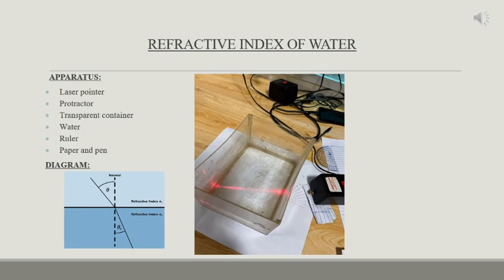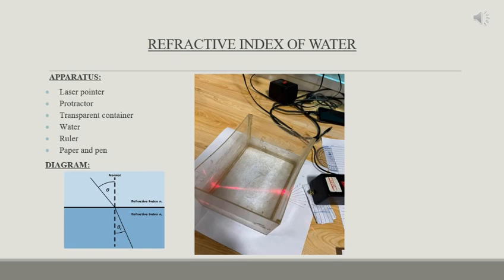The first diagram that you can see shows how the experiment works. We have a laser beam passing from air into the water. The angle at which light enters the water is called the angle of incidence, and the angle at which the light bends inside the water is called the angle of refraction. By measuring these angles, we can apply Snell's law to find the refractive index of water.